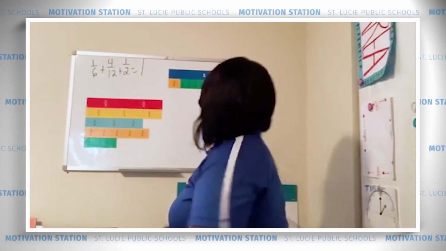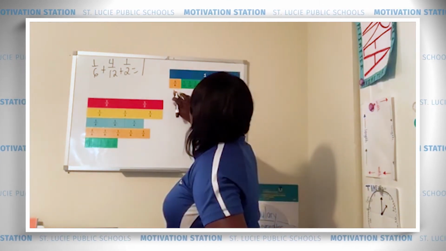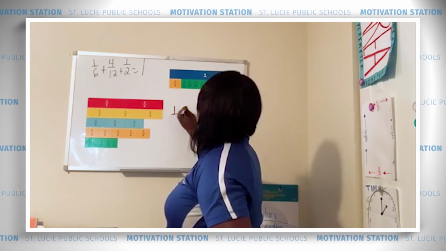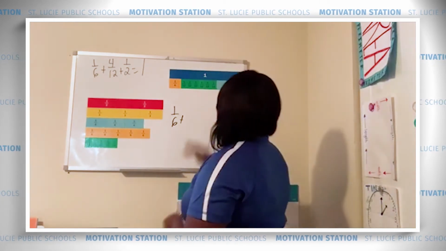Yowza. That's a lot. All right, we have put enough strips up here to match the length of 1 whole. We're going to write that equation as, we'll drop it down some, 1/6 plus, I'm not writing all of that. Let's go ahead and shorten this because that's a lot of 12s.